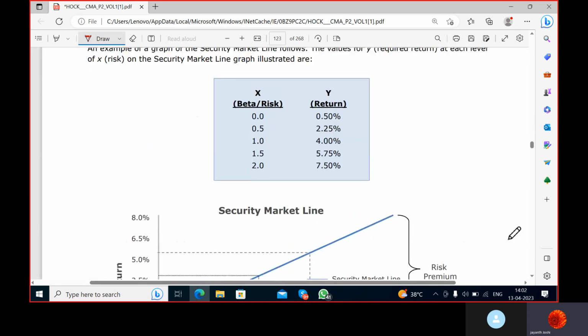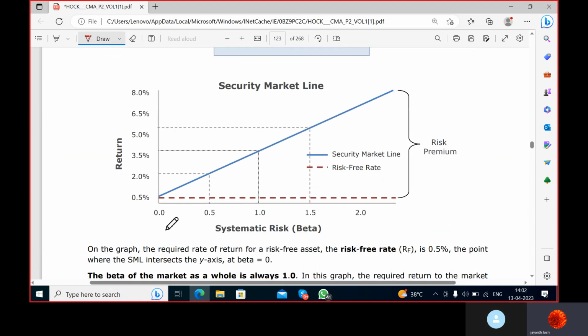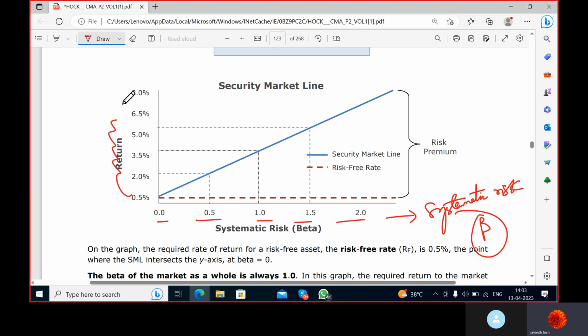So here you can see as the beta is increasing, the returns are also increasing, and we can put that in a security market line. This y-axis shows the systematic risk, which is nothing but beta. So these are all betas, and these are the returns. Fine. So as you see, the risk is increasing from 0 to 0.5.